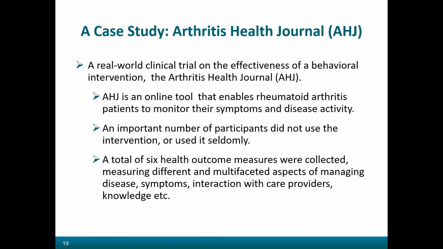So there is a significant amount of treatment non-compliance, and we also have a total of 6 health outcome measures that were collected, measuring different aspects of managing the disease, symptoms, the interactions with the care providers, knowledge, etc. So the question here is, how do we most efficiently evaluate the complier average causal effect to inform the patient-oriented treatment effects on these 6 health outcome measures? Any questions? If not, next slide, please.